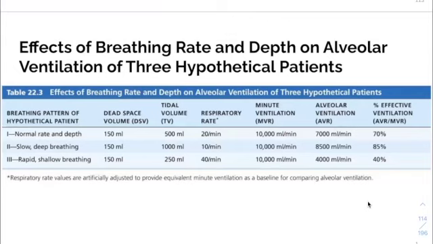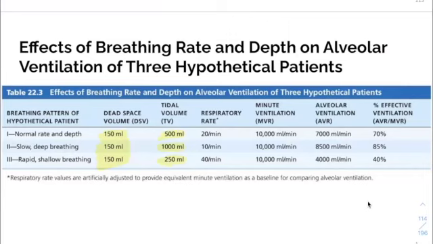So this chart just looks at the effects of breathing. It looks at the dead space volume on normal breathing, shallow breathing, and rapid breathing. It doesn't change. Our tidal volume can change because at normal breathing, it's always going to be about 500 milliliters. But if you take a slow, deep breath, you can double that normal rate. But if you're shallow breathing, you can cut that normal breath in half.